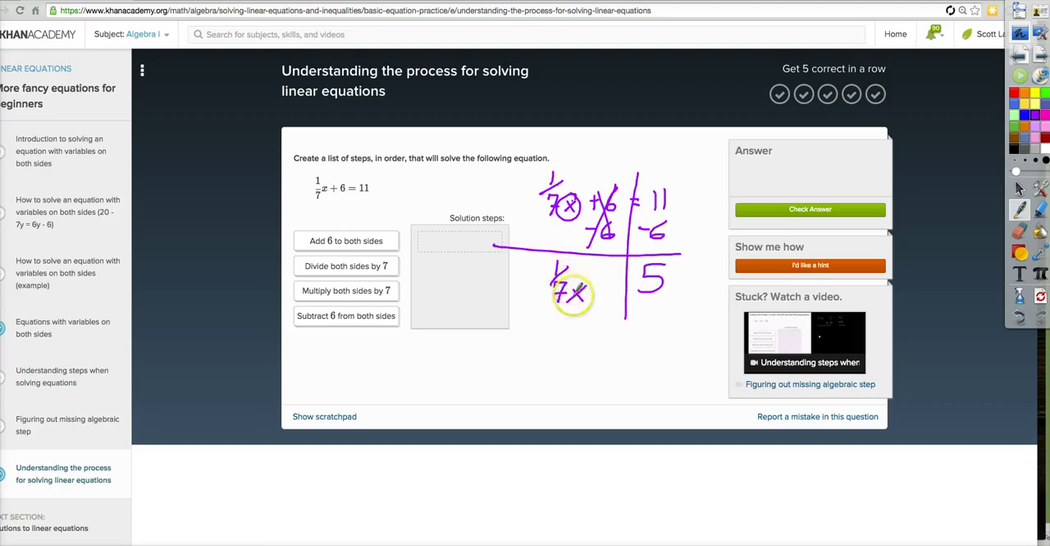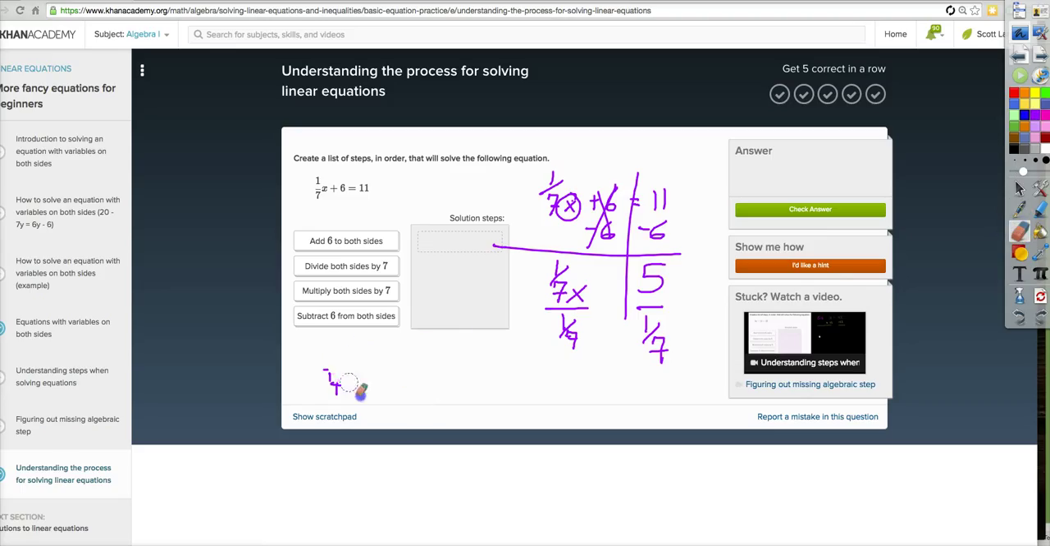Now, what do I have to do? Well, x is touching 1/7, which means they are multiplying. So to get rid of it, I could divide by 1/7. But what they want you to do, which is totally fine to do it that way, is instead of dividing by 1/7, because it's the reciprocal, which means you flip it over, and it's the same thing. The reciprocal of 1/7 is 7/1. They don't have the same value, obviously, but it's the reciprocal.